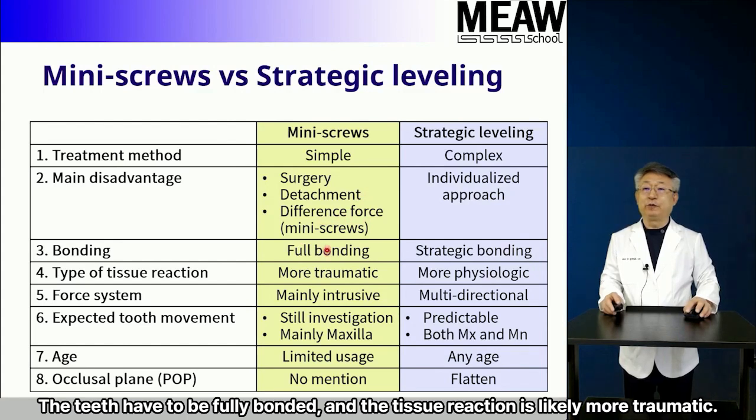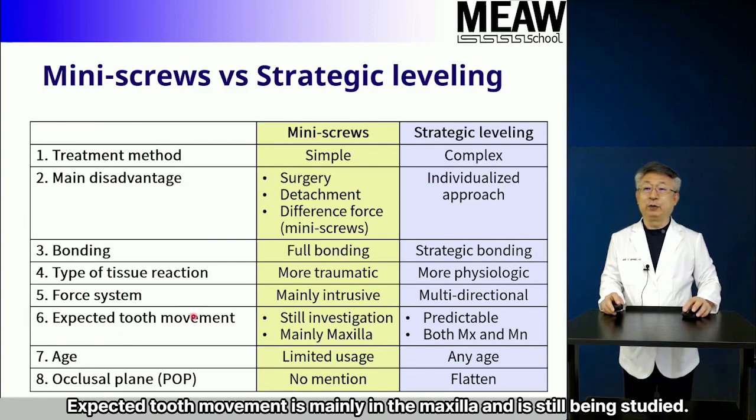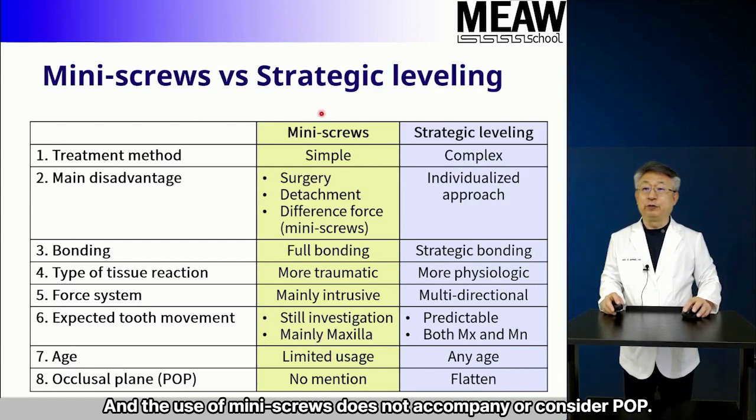The teeth have to be fully bonded, and the tissue reaction is likely more traumatic. The biggest problem is that the force system is mainly intrusive with mini-screws. Expected tooth movement is mainly in the maxilla and is still being studied. Mini-screws are not recommended for use on kids in growth phase, so they are mostly used in adults, and the use of mini-screws does not accompany or consider POP.